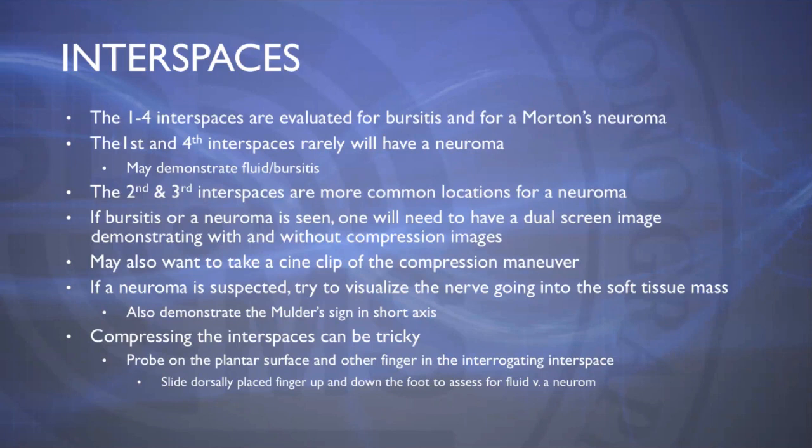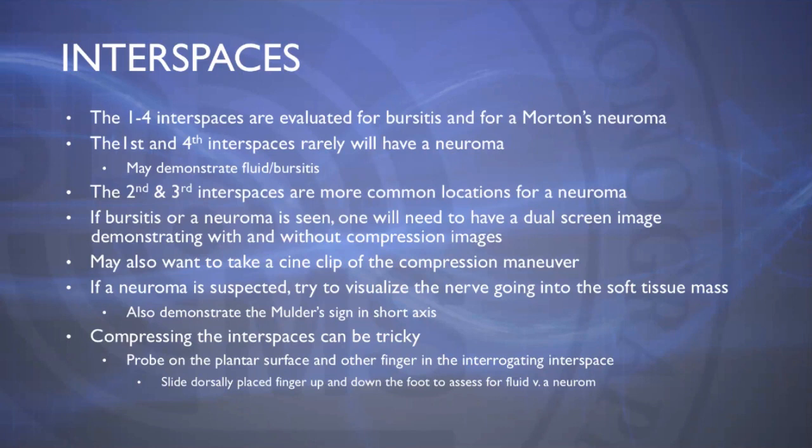If we suspect a neuroma, you'll want to try to visualize that nerve going into this soft tissue mass to help confirm truly that you're seeing a neuroma. And we can also try the Mulder sign in short axis, which I'll attempt to show you in a YouTube video in just a little bit. Compressing the interspaces can be tricky. The probe is on the plantar surface and the other finger is in the interrogating interspace. And you slide dorsally by placing the finger up and down the foot to assess for fluid versus a Morton's neuroma.